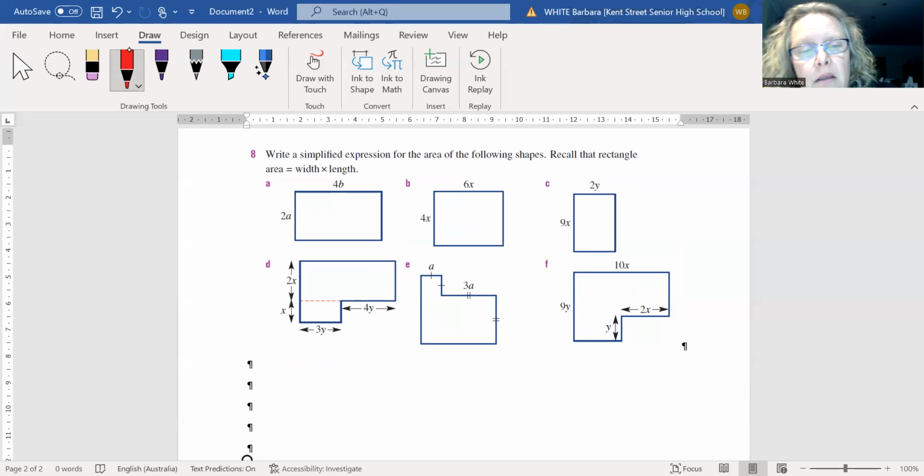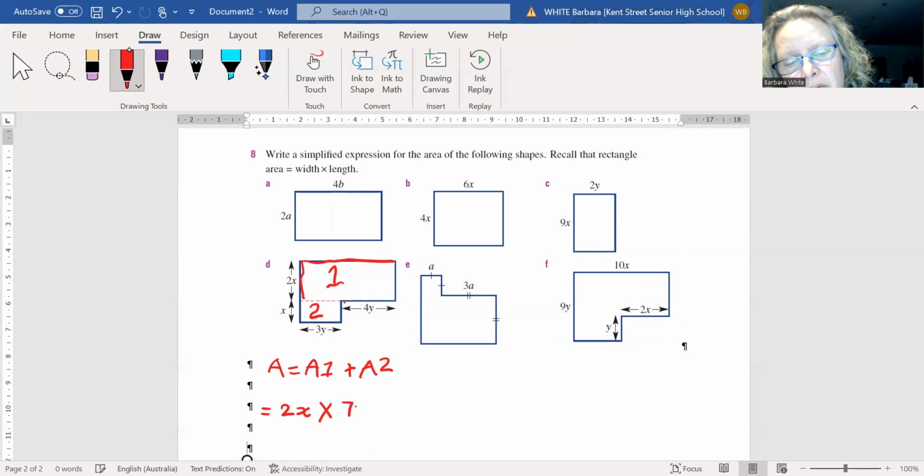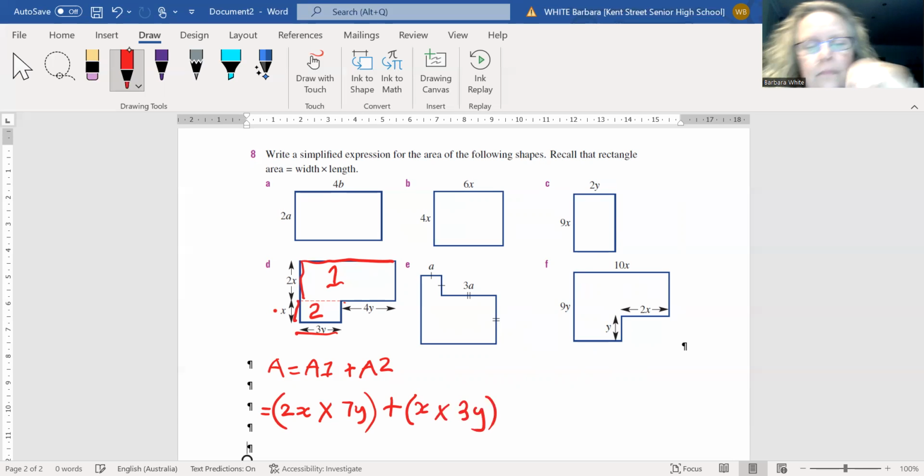And remember when you're doing, what do we call them? Composite areas. Divide it into 2 different shapes. Add area 1. So the total area is the sum of area 1 plus area 2. So for this, area 1 is length times width, which is 2x times, that's that bit, it's 4y plus 3y. So 2x times 7y, that's area 1. And we're going to add area 2, which is x, you can see that there, by 3y. Okay? And then you add those together.